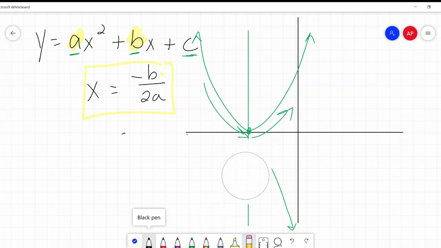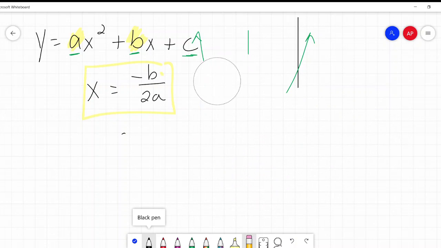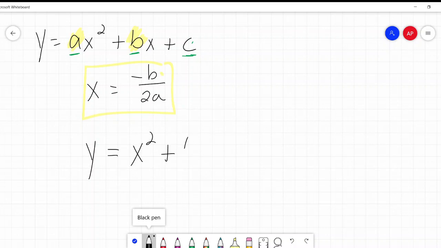So we've got a big help here, because when we find the axis of symmetry and the vertex is on it, we now know what the x value is on that vertex. If I know the x value, I can plug it into my original equation and solve for y. So let's try one. Let's say y equals x squared plus 6x plus 9. I don't know what it looks like. I don't have a graph. All I have is this equation.